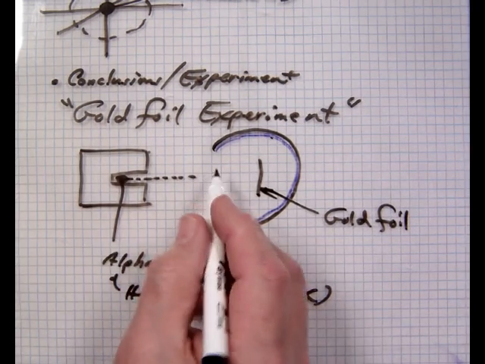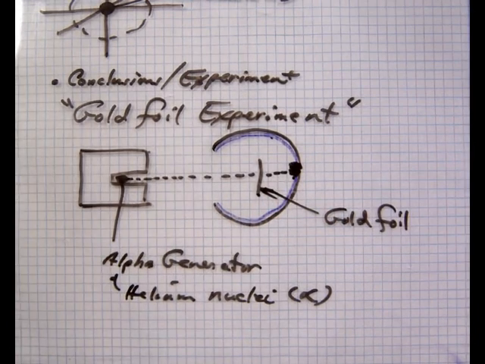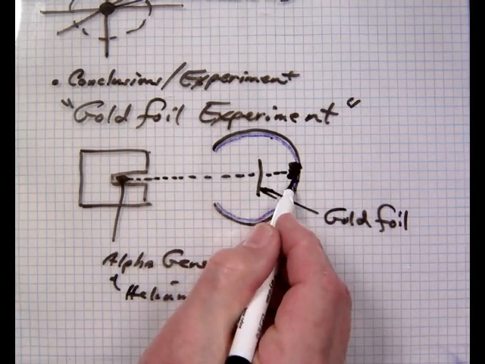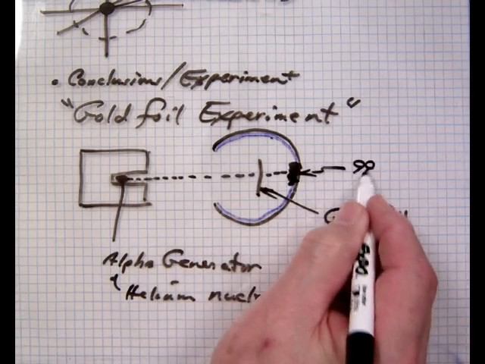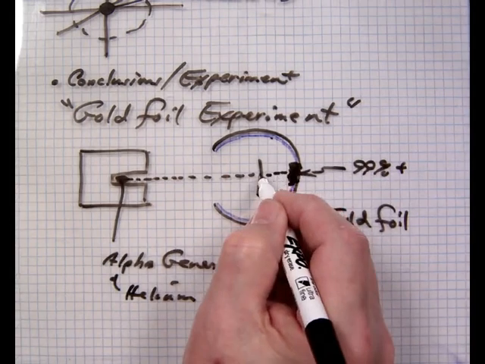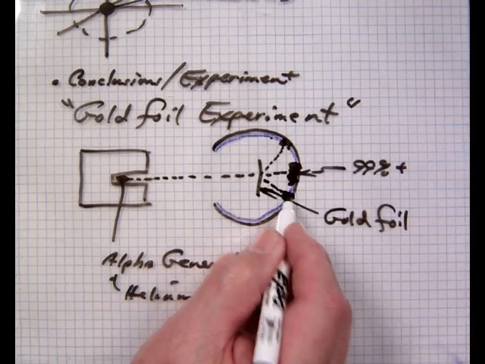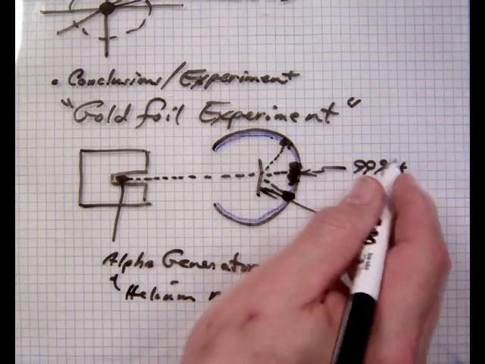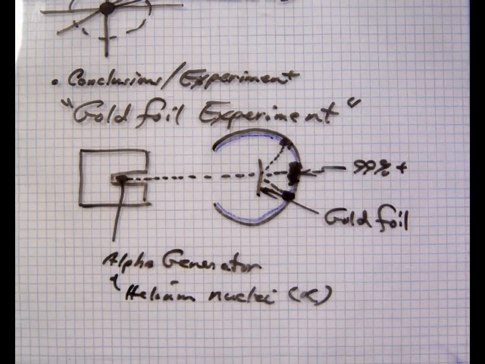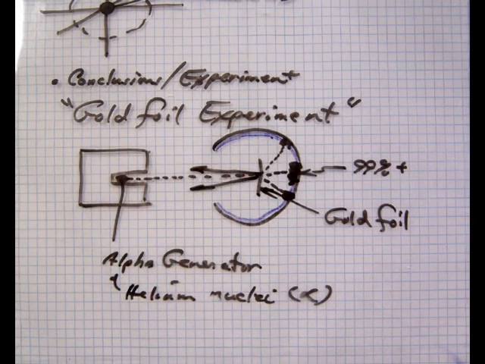Now, what he observed was that most of the beams just went straight through and hit on the back of the exposed disc. This was 99% plus. All particles just went right through and didn't touch anything. He saw some of them deflect, a small quantity deflect at obtuse angles like that. Much smaller than 1%. And on very, very rare occasions, he observed particles that were reflected right back at the source.